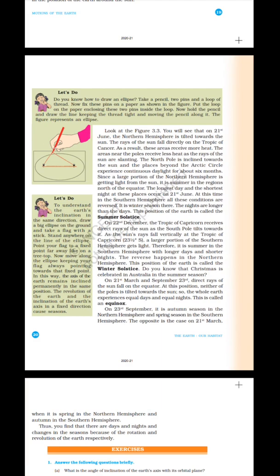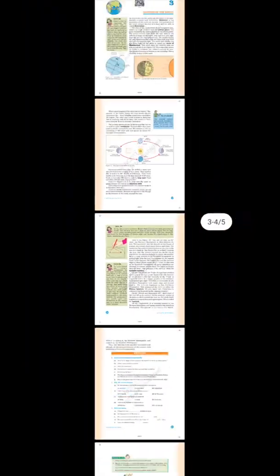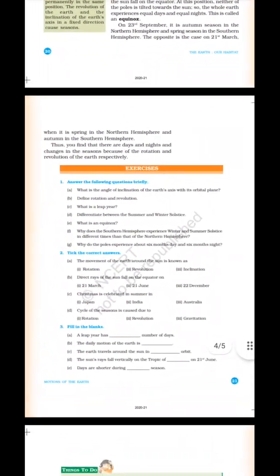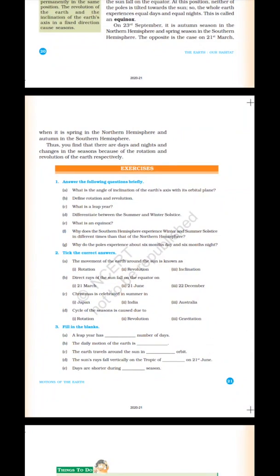On 23rd September, it is autumn season in the northern hemisphere and spring season in the southern hemisphere. The opposite is the case on 21st March, when it is spring in the northern hemisphere and autumn in the southern hemisphere. Thus you find that there are days and nights and changes in the seasons because of the rotation and revolution of the earth respectively.